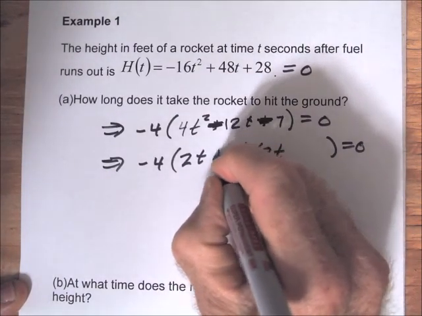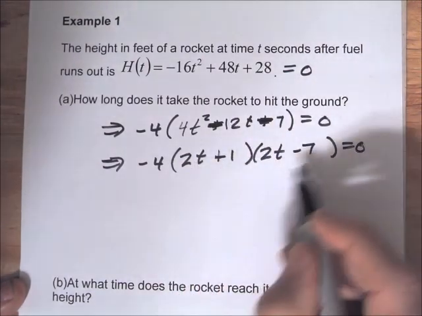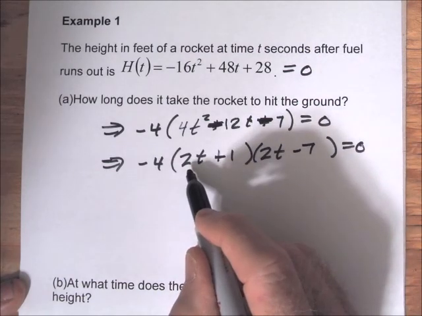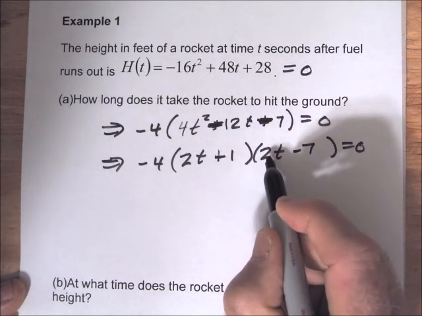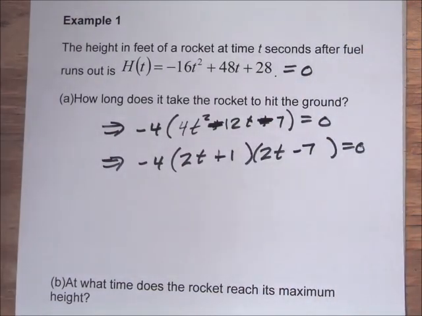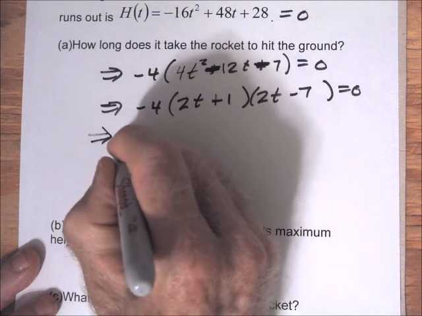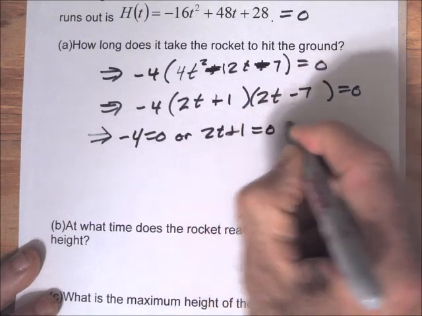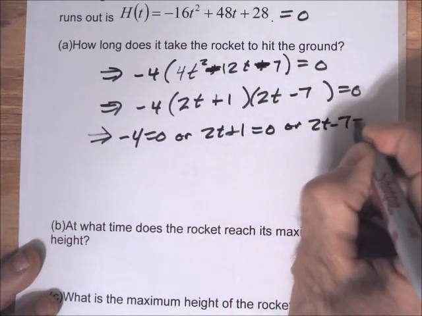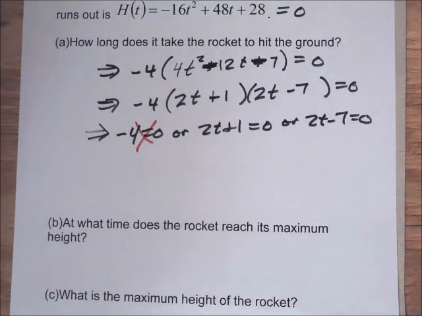So let's apply +1 and -7, and see if we get the middle term. The outer product is -7 times 2, which is -14, and then the inner product 1 times 2 is +2, and that gives us our middle term, -12. So that works. That means -4 equals 0, or 2t plus 1 equals 0, or 2t minus 7 equals 0. So that's the zero product rule. In order for this product to be 0, at least one of these has to be 0. We know -4 is not 0, so we can scratch that possibility out.